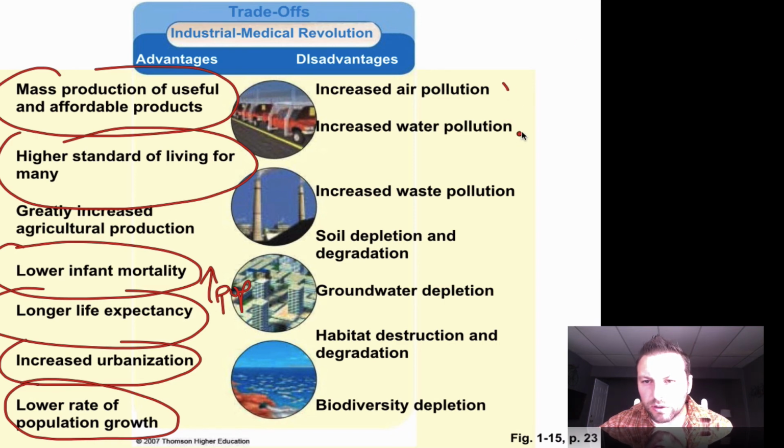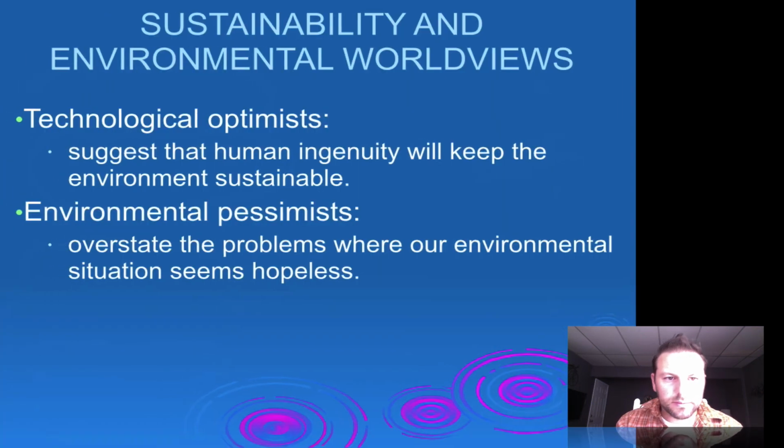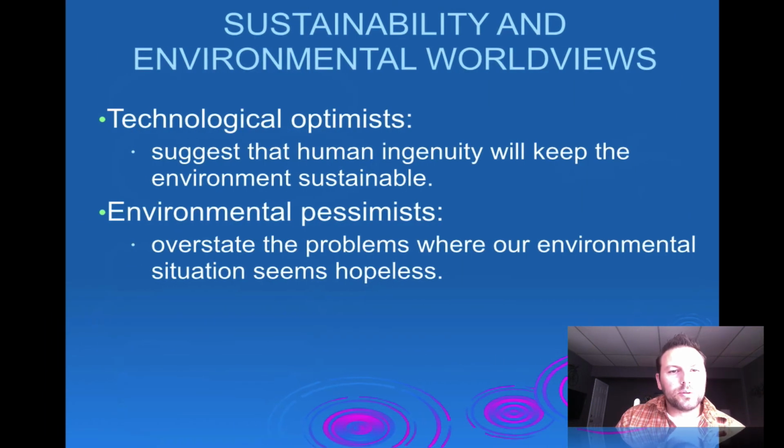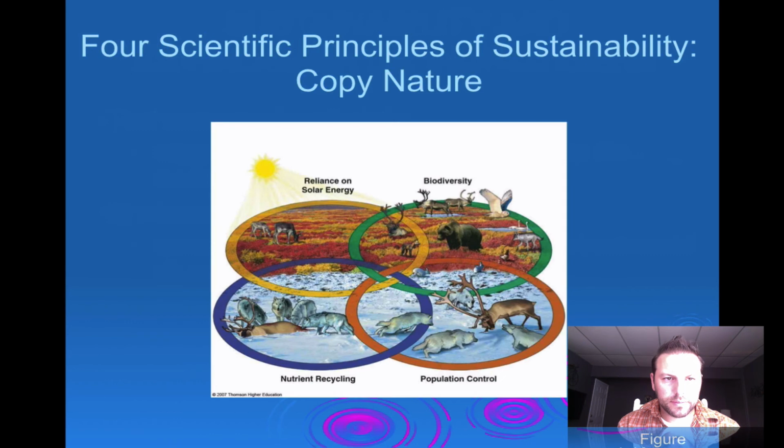Disadvantages? Well, look at the toll it takes on all of our natural services. So these are taking a toll on what the Earth does for us. Certain worldviews come from this. We have technological optimists who believe that human ingenuity will keep the environment sustainable, keep it going. And then there are pessimists who overstate the problems that we have and say, well, there's nothing really we can do about it. We're going to go more into the other worldviews. It's just a brief overview, kind of looking at it in two different ways.